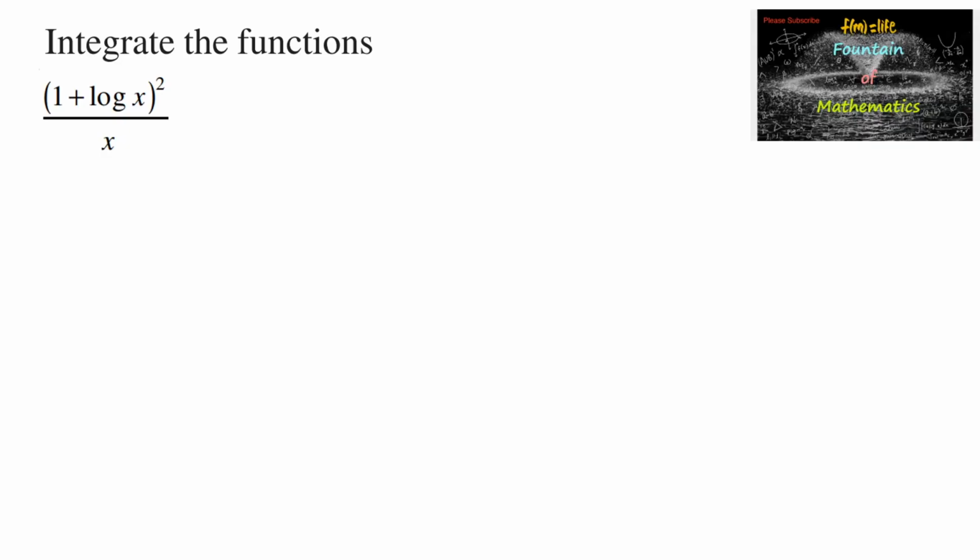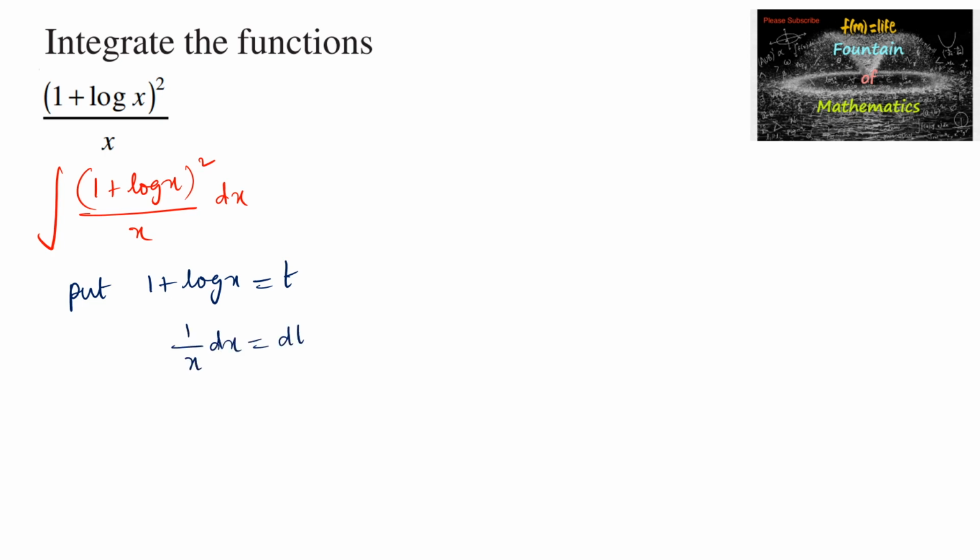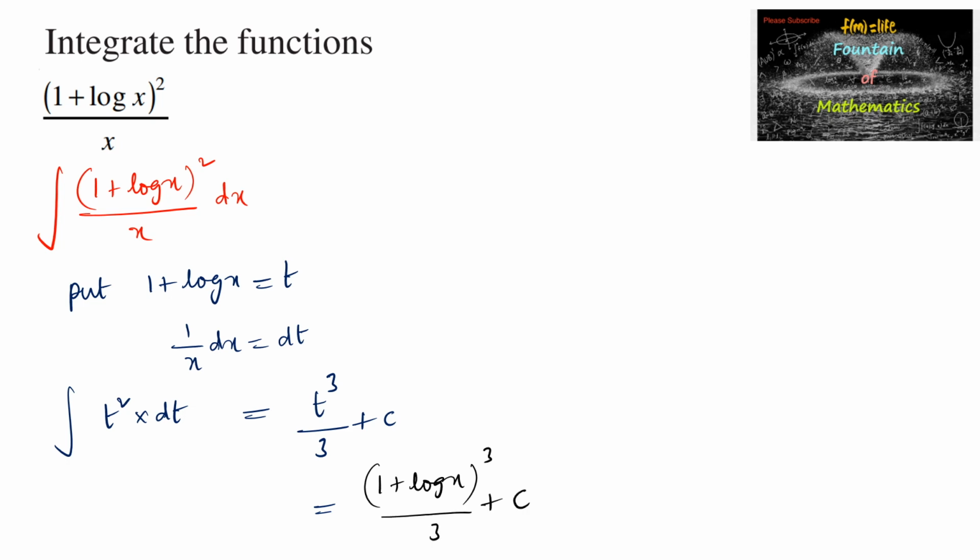Integrate the function (1 plus log x) whole square upon x. So we can write integral (1 plus log x) whole square upon x dx. So let us substitute. Put 1 plus log x is equal to t, so that differentiating you will get 1 upon x dx is equal to dt. So we can write integral t square dt. Integration of t square is t power 3 divided by 3 plus integral constant c. So here t is nothing but 1 plus log x, so (1 plus log x) whole power 3 divided by 3 plus c is the answer.